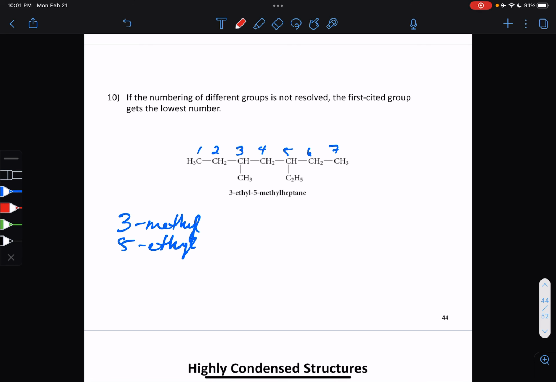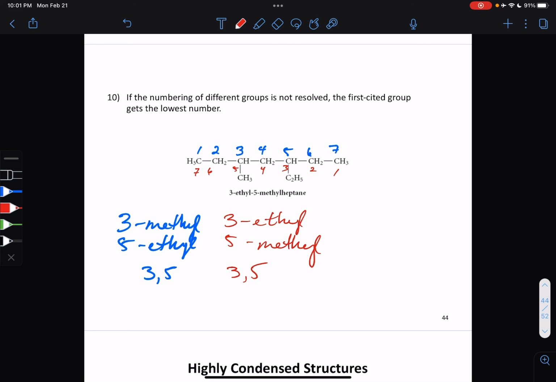If I numbered 1, 2, 3, 4, 5, 7, that would give me 3-ethyl, 5-methyl. So I've got a 3,5 and I've got a 3,5. So there's no point of difference. You're going to have a branch on 3 and a branch on 5 either way.